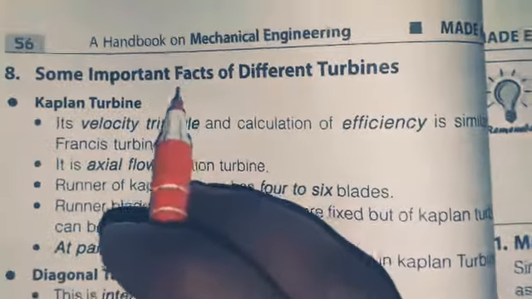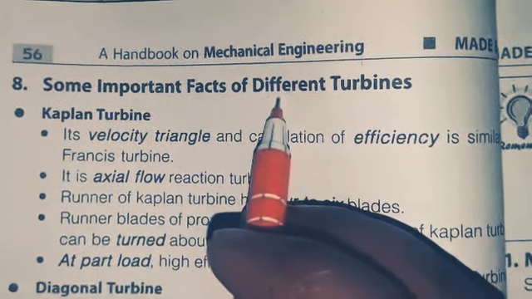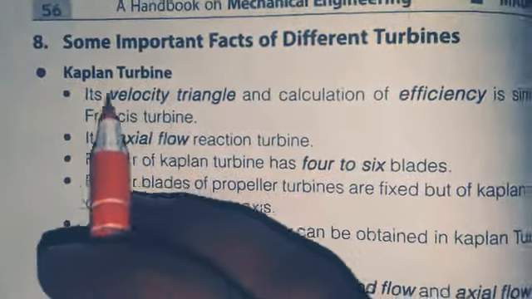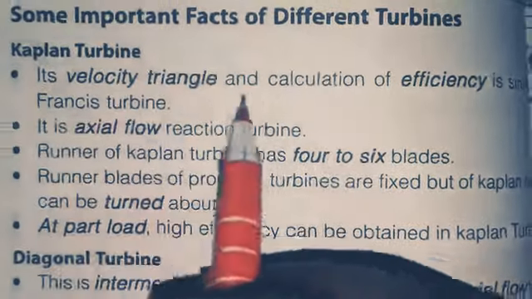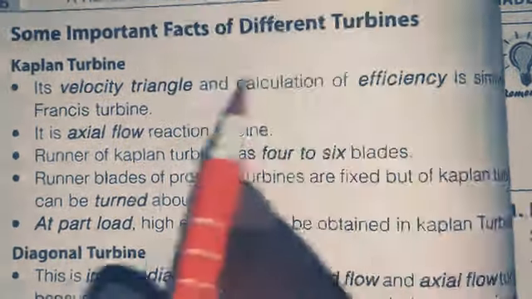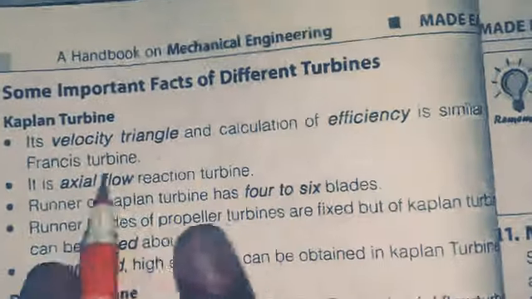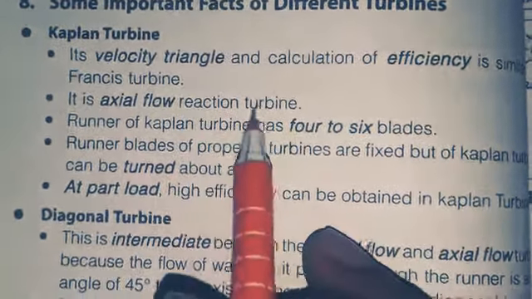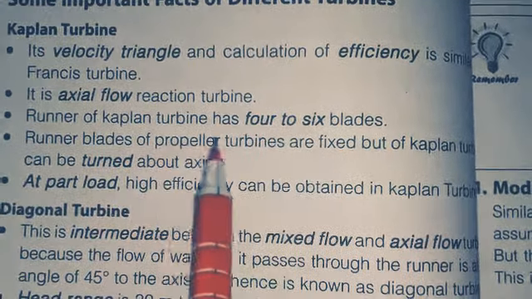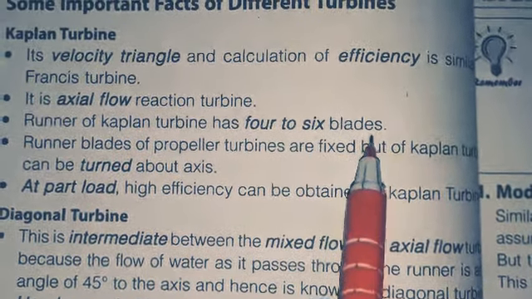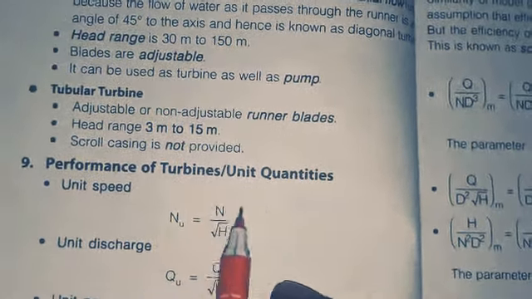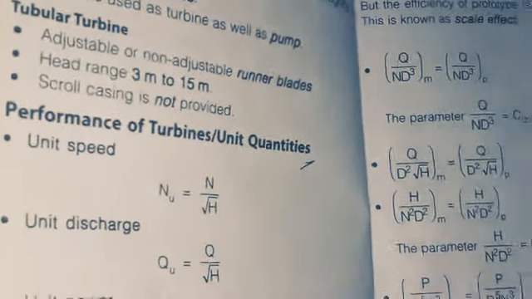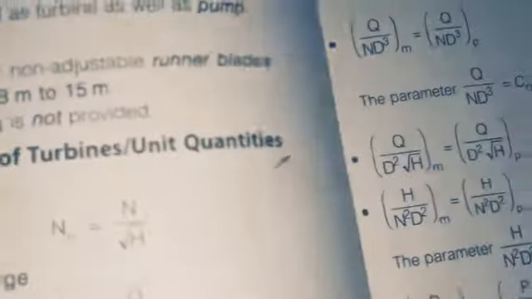Now see some important facts of different turbines. Initially, the Kaplan turbine: its velocity triangle and calculation of velocity efficiency is similar to Francis turbine. It is an axial flow reaction turbine. The runner of a Kaplan turbine has 4 to 6 blades. Okay. Now some performance of turbine units were already discussed in previous videos.